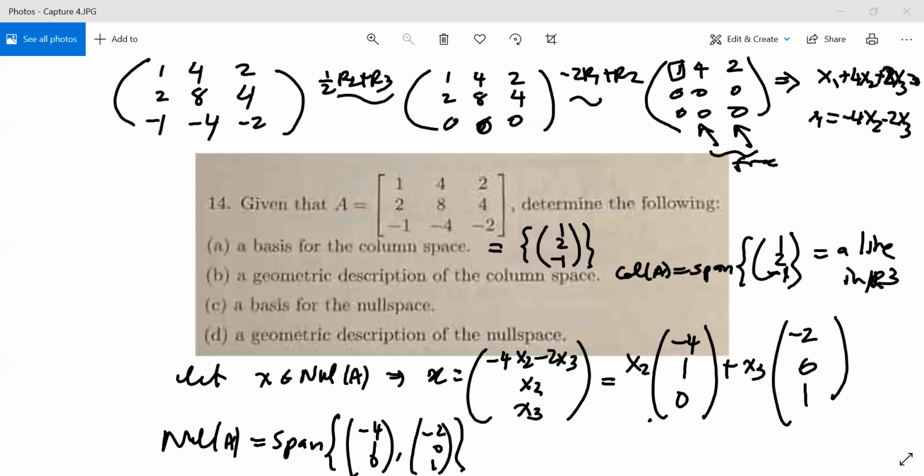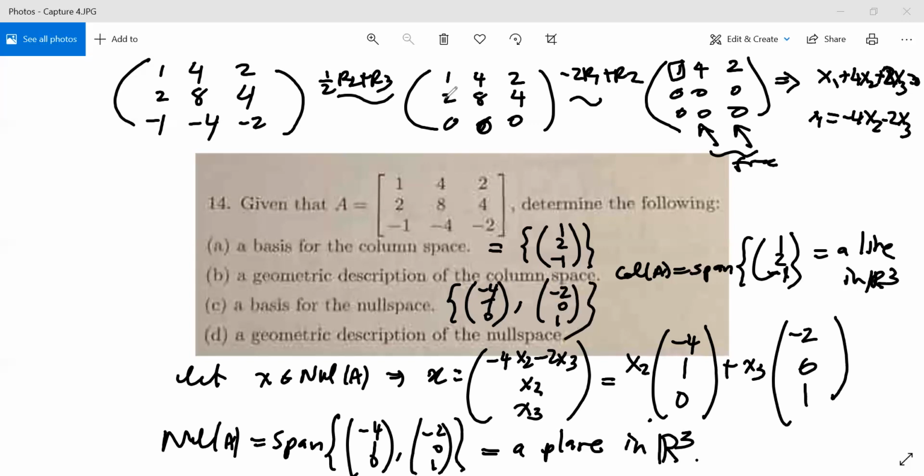Okay, so therefore, this is a plane. So if it's a spanning with the two vectors in R3, so that's a plane. That's a plane passing through origin in R3. And the basis for null space is just going to be these two vectors, right? So these are the generating vectors. This will be a basis for the null space, basically. That's everything.